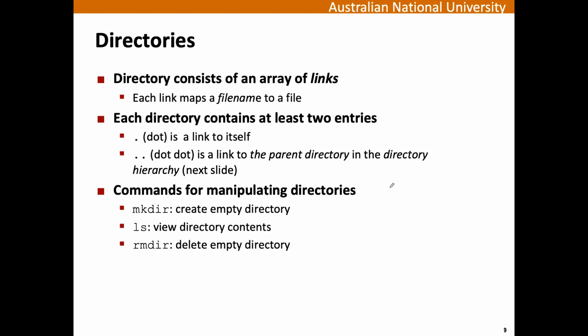So directories are just an array of links. Each link maps a file name to a file. In Linux, each directory contains at least 2 entries. Dot is a link to the directory itself, and dot dot is a link to the parent directory. So the file system, a collection of files, is organized as a hierarchy, and in this hierarchy we have parents and children. We'll look at that in a little bit.